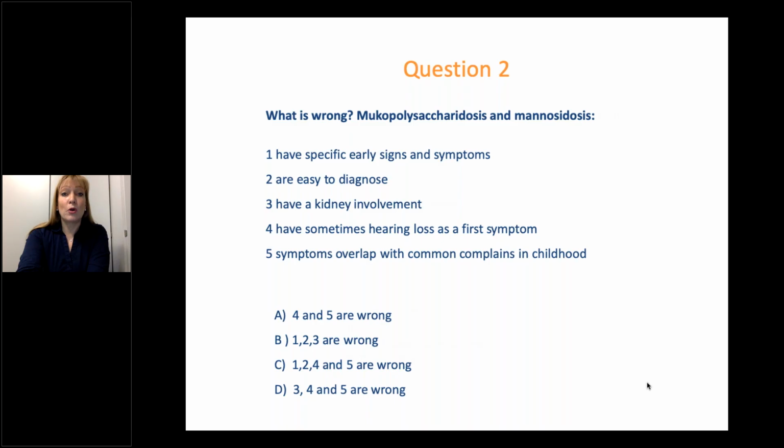Question 2, what is wrong? The question, what is wrong? Mucopolysaccharidosis and mannosidosis have specific early signs and symptoms, are easy to diagnose, have kidney involvement, have sometimes hearing loss as first symptom, or symptoms overlap with common complaints in childhood. So what is wrong?